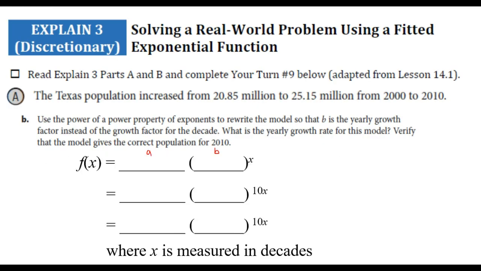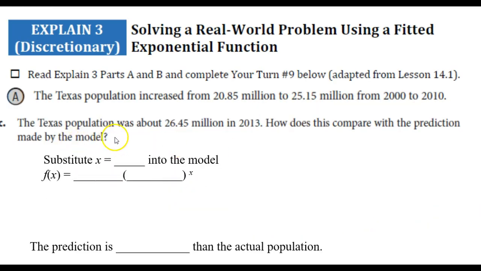Alright, with that being said, let's go ahead and go to part C. So they're saying, okay, now that we have our growth model, go ahead and make some estimates. They say the Texas population in 2013 is 26.45 million. How does this compare to the prediction made by the model? So let's go ahead and use our model to make a prediction and see how close it actually is.